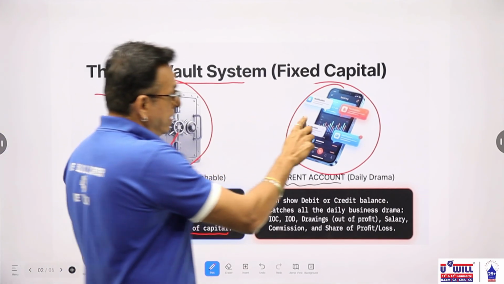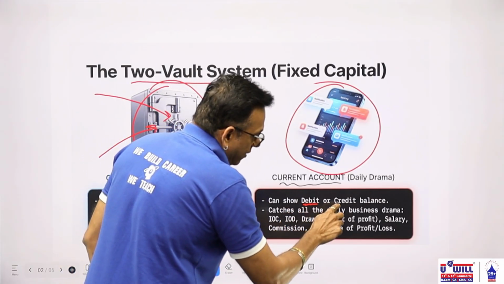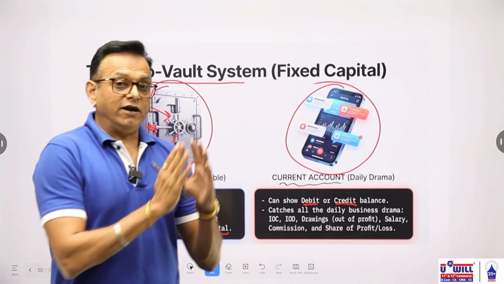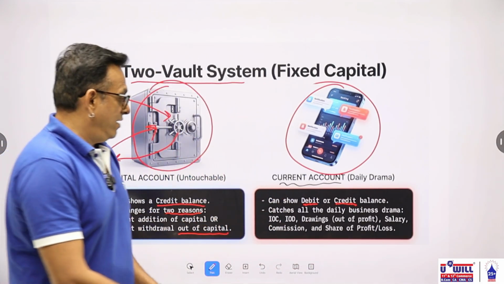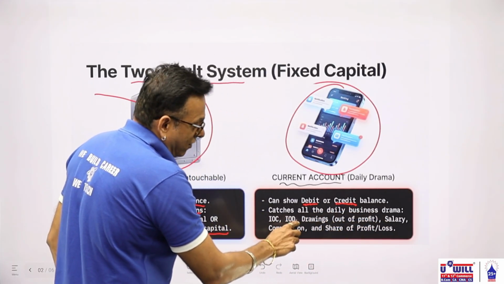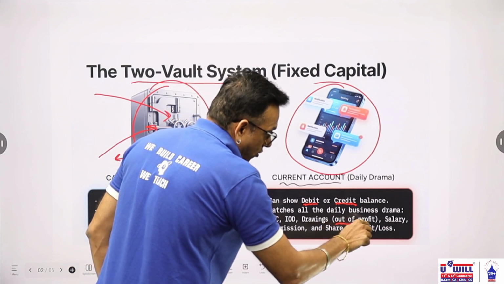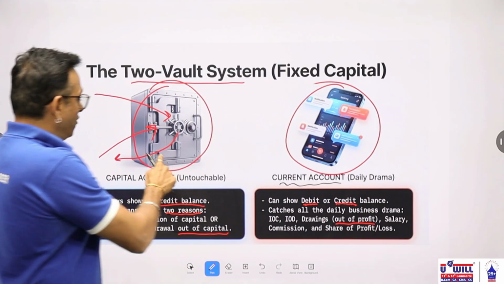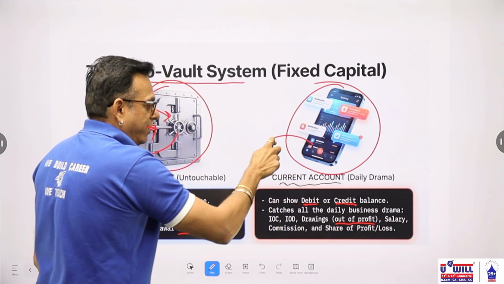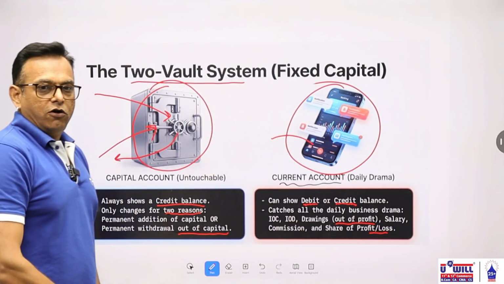Now, current account, it can show a debit balance as well as credit balance. Catches all the daily business drama like interest on capital, interest on drawings, drawings out of profit. Yes, specifically drawings out of profit. This is drawings of capital, and here it is drawings out of profit, salary, commission, and share of profit or loss.